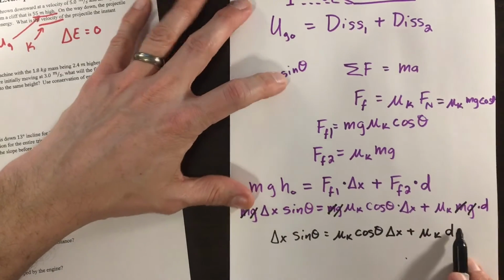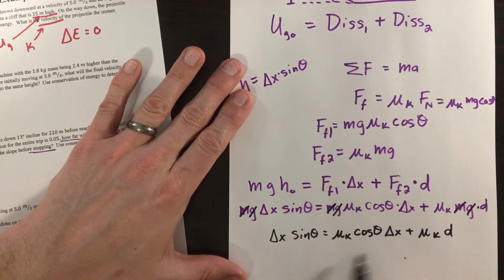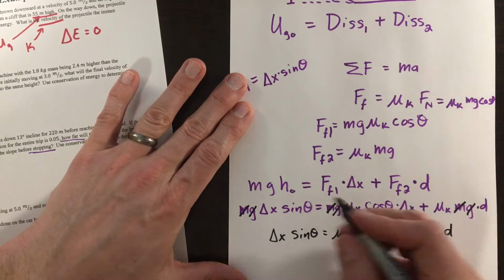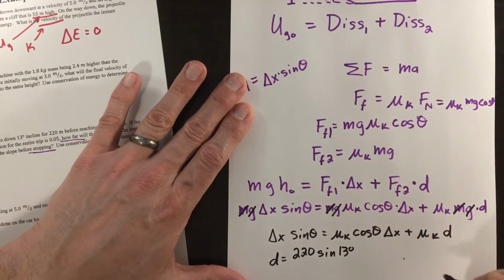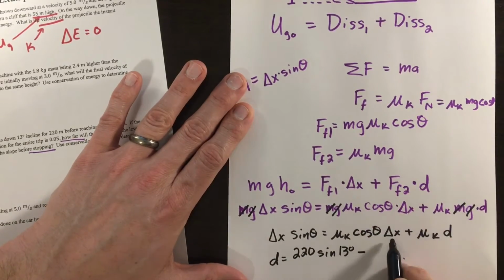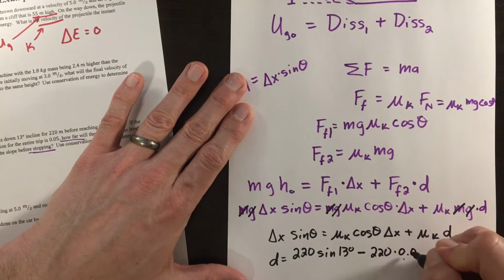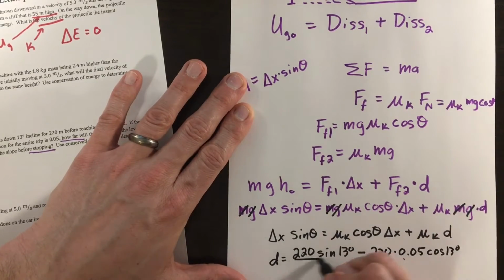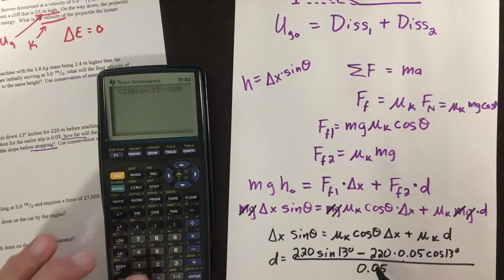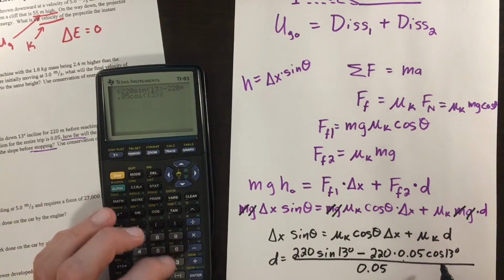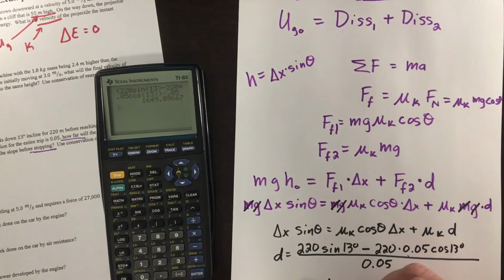D is what we're looking for. So we take this term to the other side and divide by mu k. Okay, go ahead and plug this in. We get a distance of 1,649 meters.